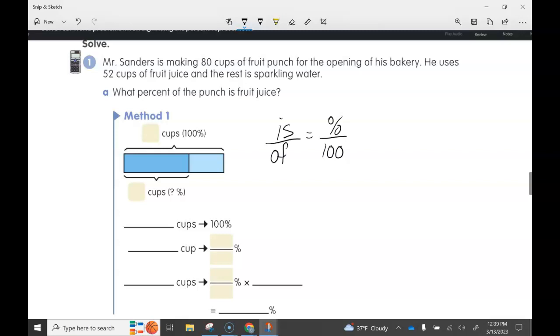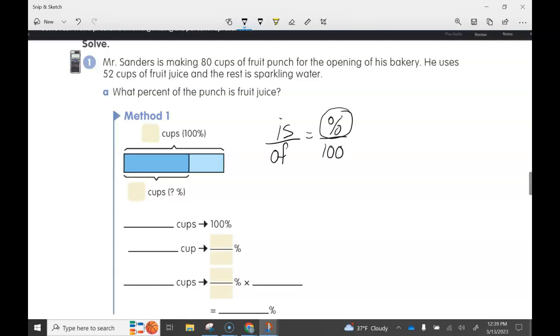So we can see Mr. Sanders is making 80 cups of fruit punch for the opening of his bakery. He uses 52 cups of fruit juice and the rest is sparkling water. What percent of the punch is fruit juice? So with this type of problem, we need to figure out the percentage. So we need to figure out what the is and what the of is. Just remember, is the partial of the whole.